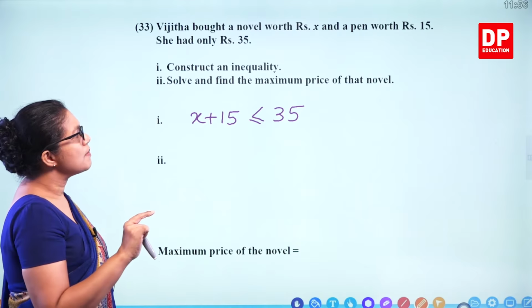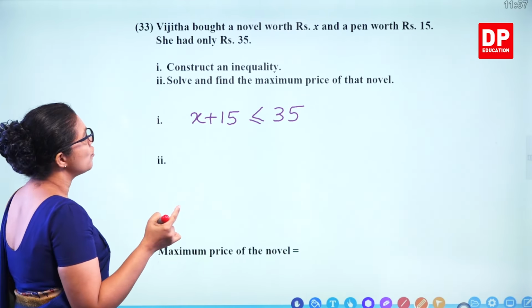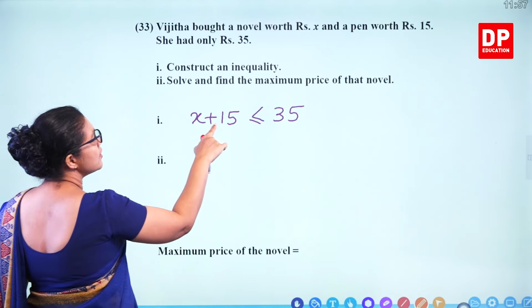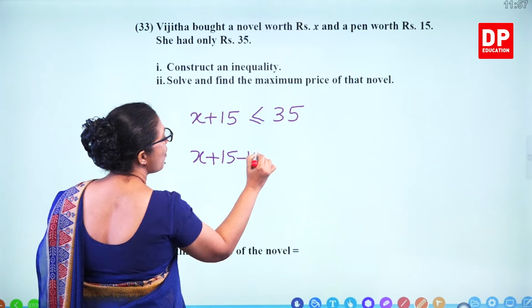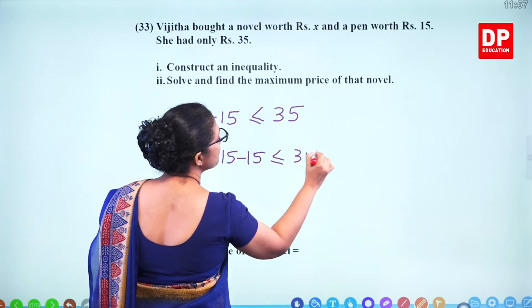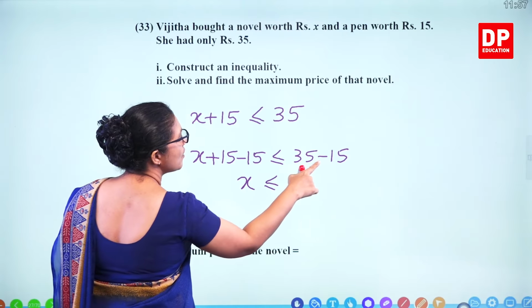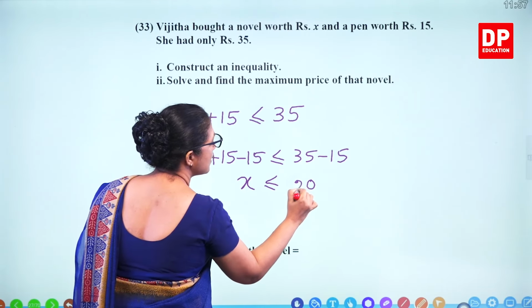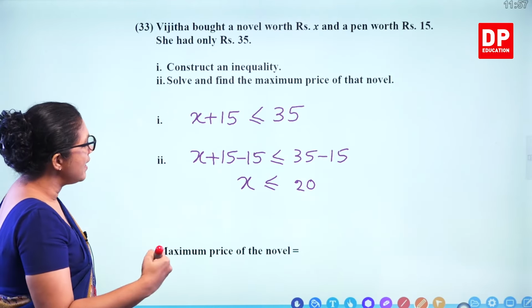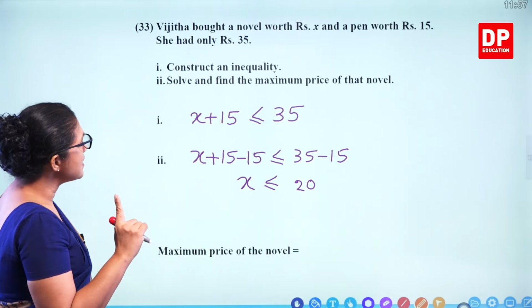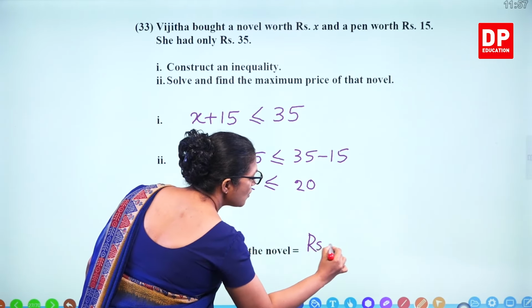Solve and find the maximum price of that novel. So the novel is x rupees. So we need to find x. So take 15 to the other side, or we can subtract 15 from both sides. So you get x is less than or equal to 20. That means the value is 20 or less than that. So what's the maximum price? Maximum price is 20 rupees.